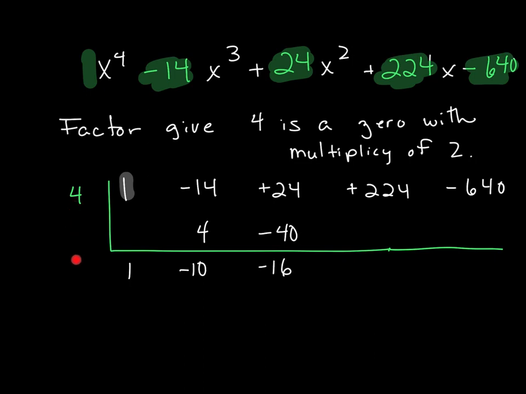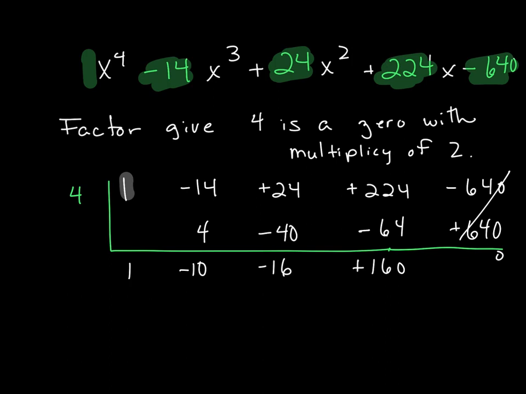Now I take 4, multiply it times a negative 16, and that gives me a negative 64. 224 minus 64 is a positive 160. In the last one, 160 times 4 is exactly what I wanted it to be. That is a positive 640, which gives me a remainder of 0, which is exactly what I want. That verifies that 4 is a factor.